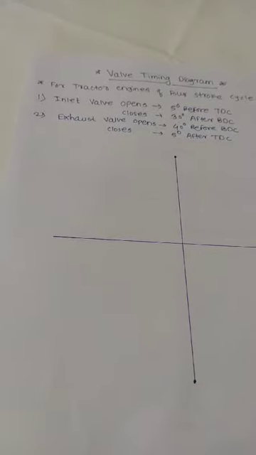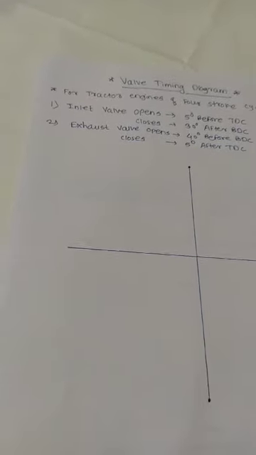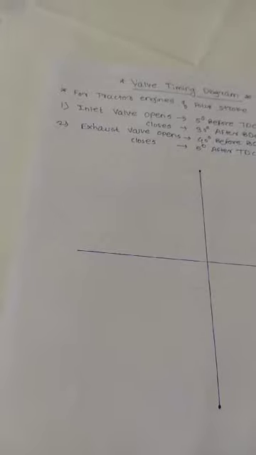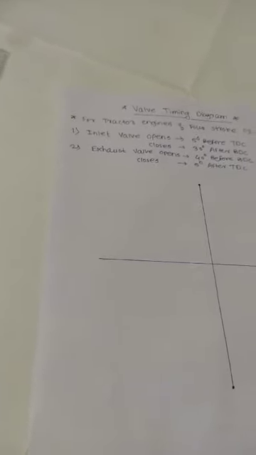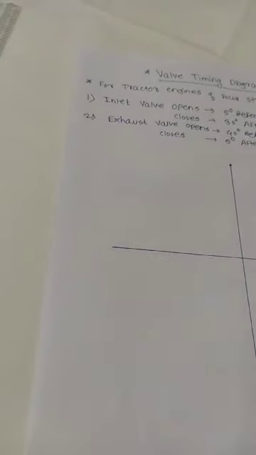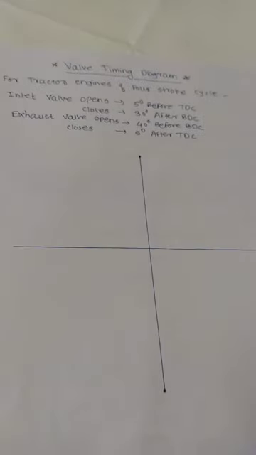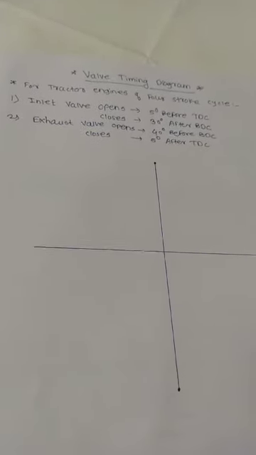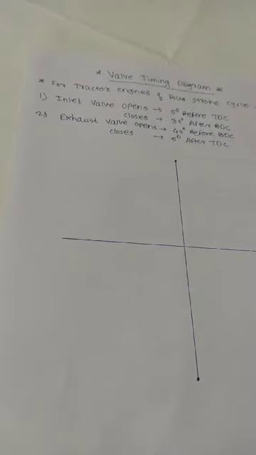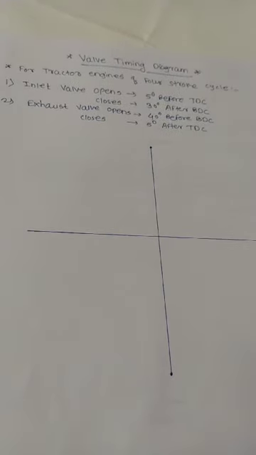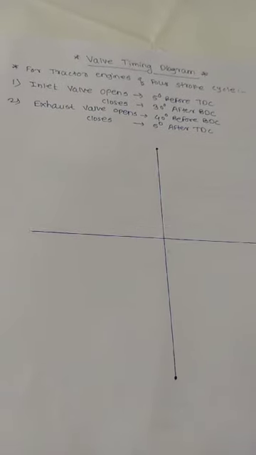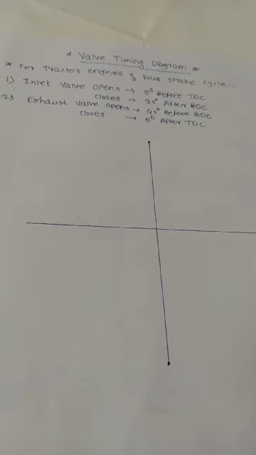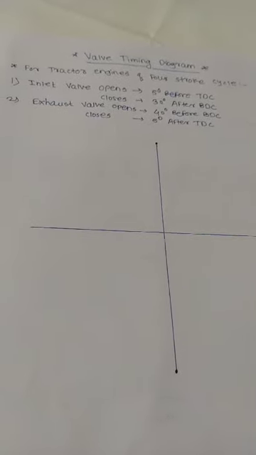At the time of engine working operations, we know the top dead center and bottom dead center. The top position is called TDC and the bottom position is called BDC. Theoretically, the intake valve should open at TDC and close at BDC. The exhaust valve is the exact reverse: it should open at BDC and close at TDC.